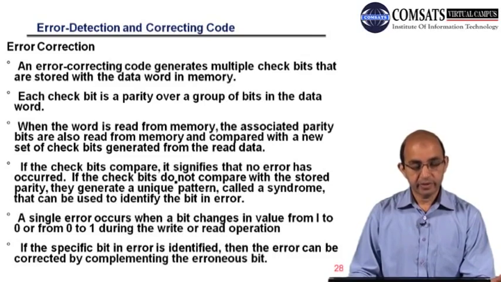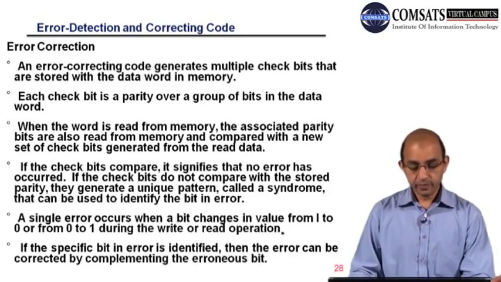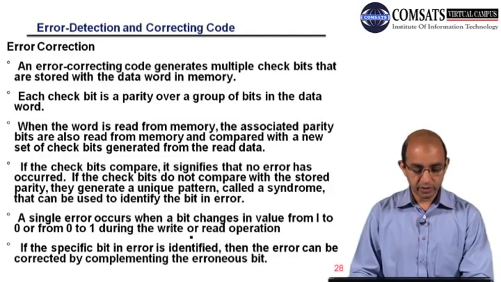If the check bits do not compare with the stored parity, they generate a unique pattern called a syndrome, which can be used to identify the bit in error. A single error occurs when a bit changes in value, from 1 to 0 or from 0 to 1. Obviously we are dealing with the binary number system, so that's why we will have a change from 1 to 0 or from 0 to 1 during the read write operation.